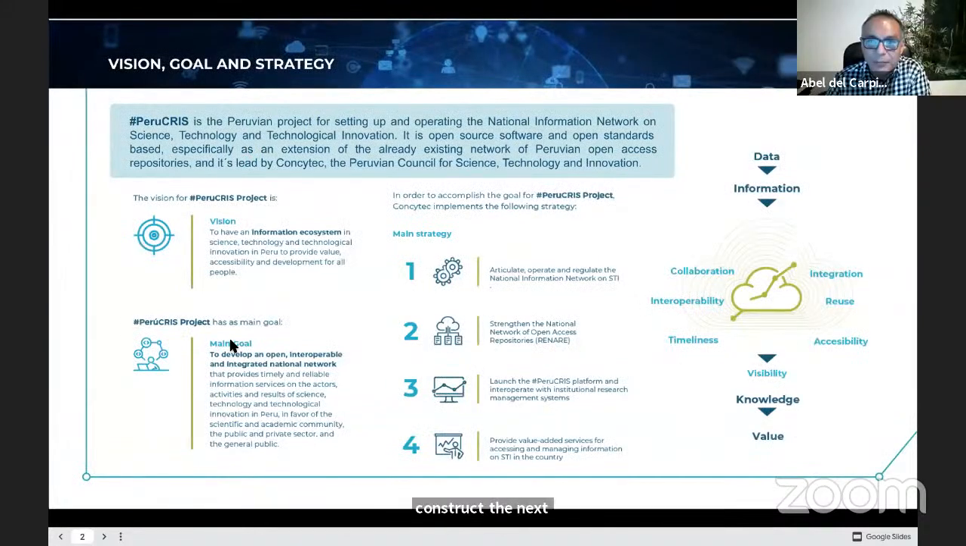Perupris is the Peruvian project for setting up and operating a national information network on science, technology, and technological innovation, and is led by Consultec.